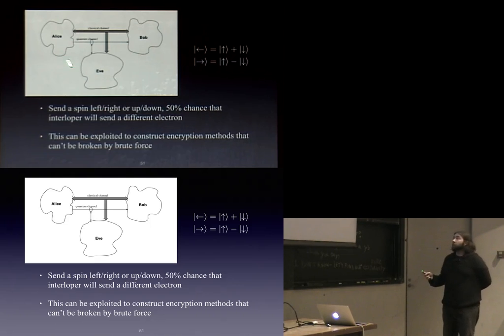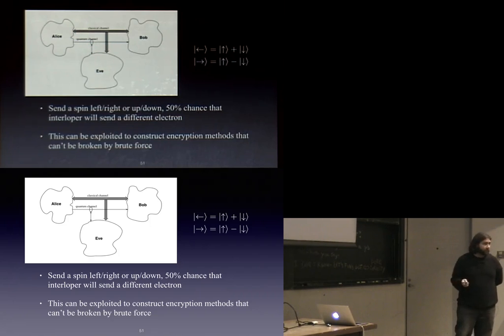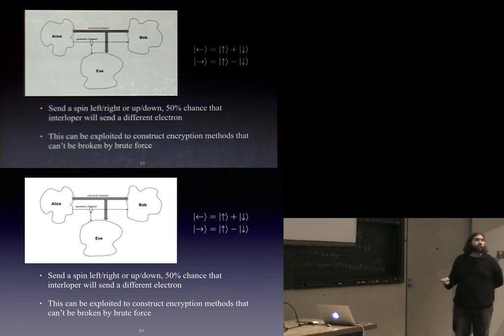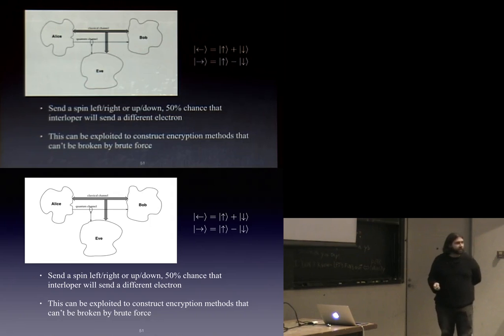However, if someone is listening in and then occasionally changing them, they won't agree 50% of the time. They'll agree more like 25% of the time. And they can talk to each other and notice that. So they use this quantum channel to set up a set of rules for how to encrypt things, but they can immediately know if someone is listening in. And if someone is listening in, they know that they need to start over.